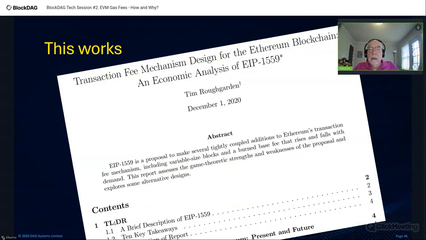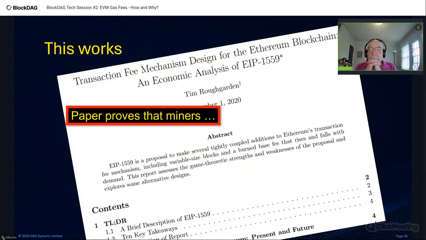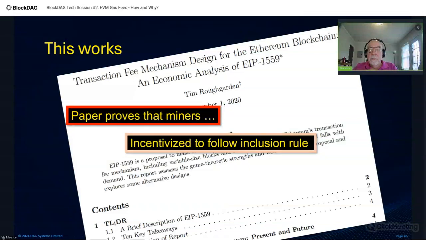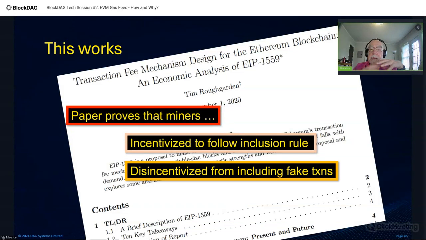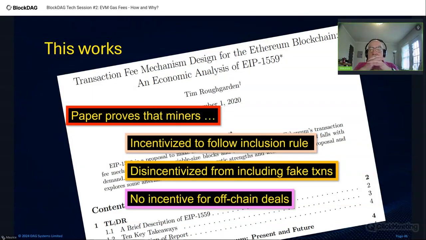Okay, so long story short, this works. This is a highly technical paper that sets up a mathematical model and proves that miners are incentivized to follow the rules, basically. They're disincentivized from including fake transactions. So in this case where the miner was either making fake bids or bribing his friends to make fake bids, there's no incentive to do that. You'll make more money if you play honestly. And there's no incentive to make off-chain deals. You can't get a better deal off-chain than you can on-chain. So you may as well be honest and play by the rules.